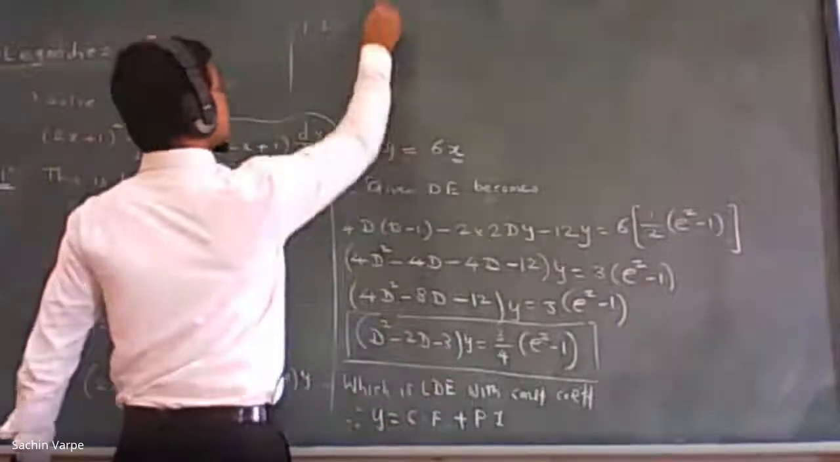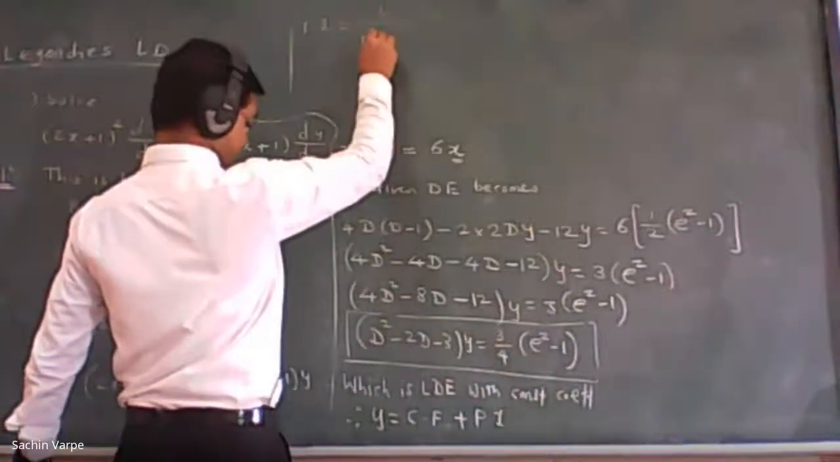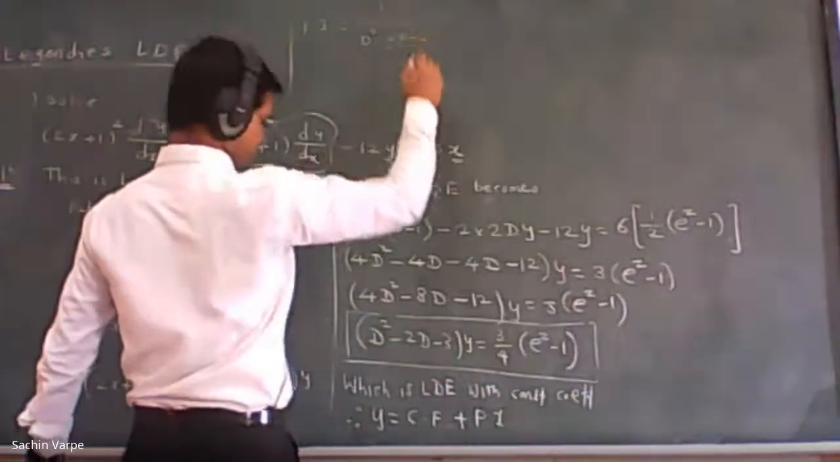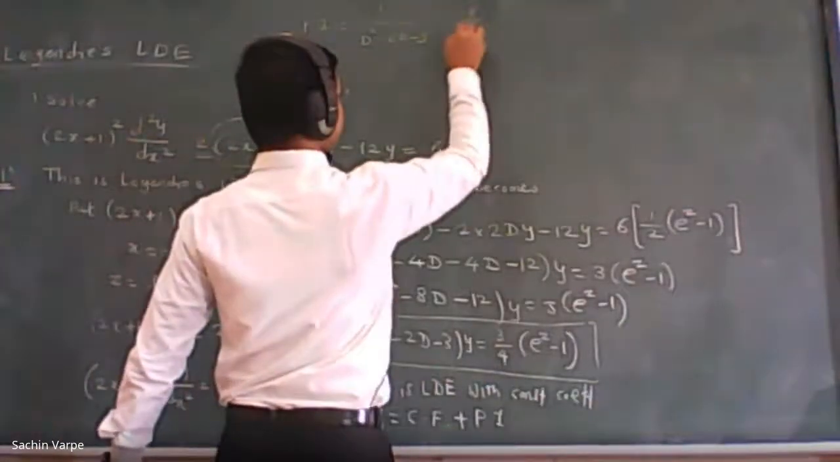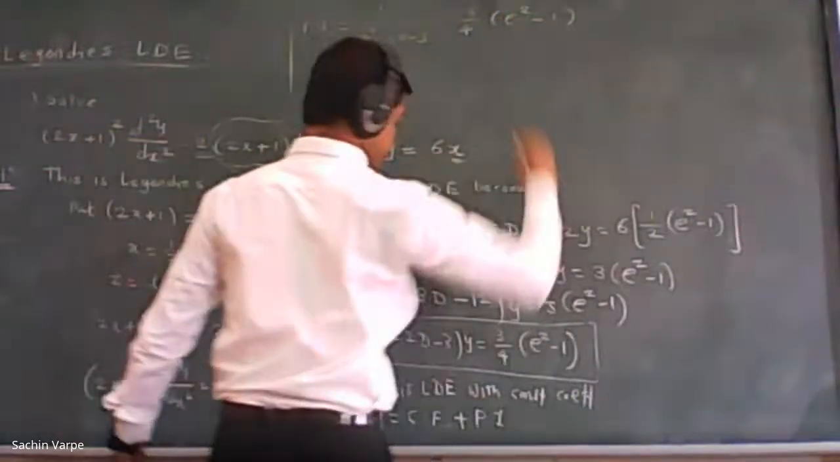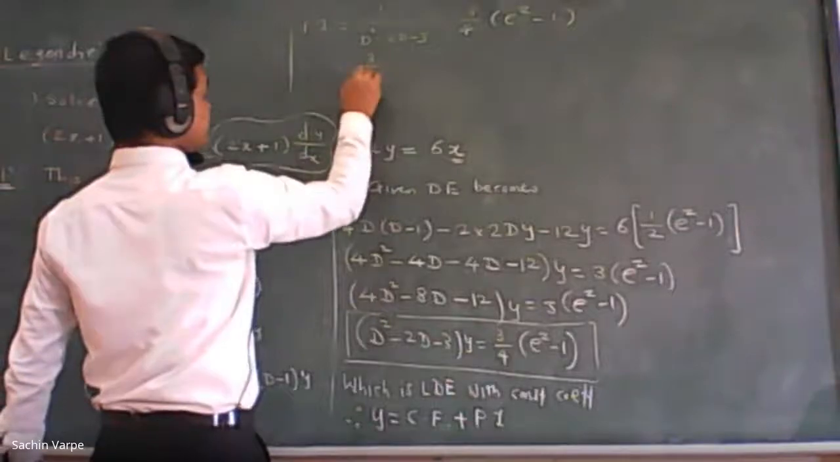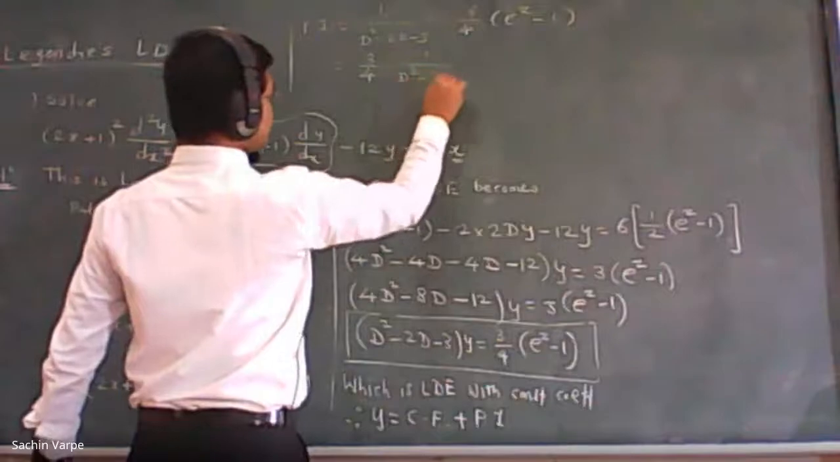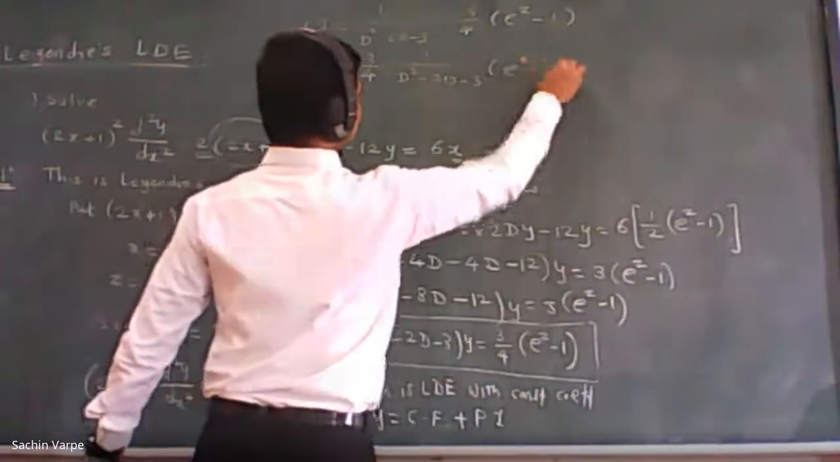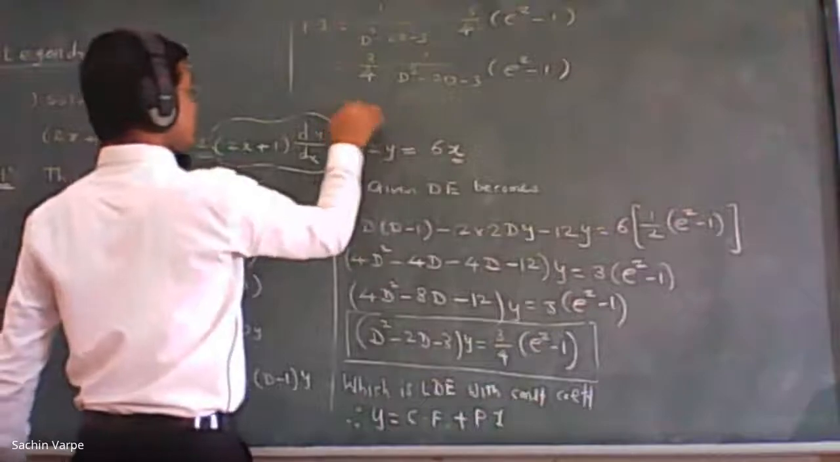Particular integral is, let me write here. Is it visible? Okay, I'm writing here. PI is equal to 1 upon phi of D. So this is my phi of D: D square minus 2D minus 3, into f of x, that is 3 by 4 e raised to z minus 1. So 3 by 4 I'm writing outside. 1 upon D square minus 2D minus 3 into e raised to z minus 1. That is 3 by 4.